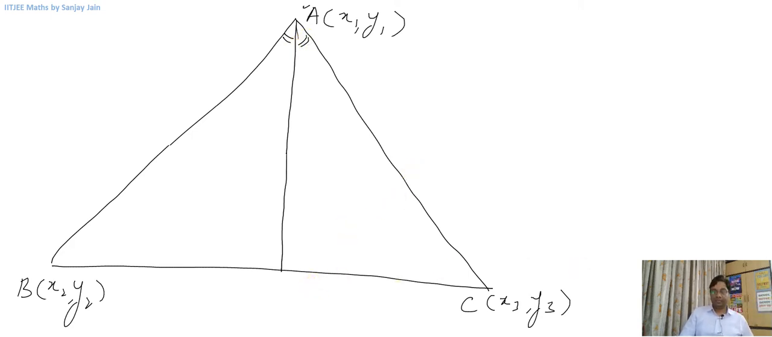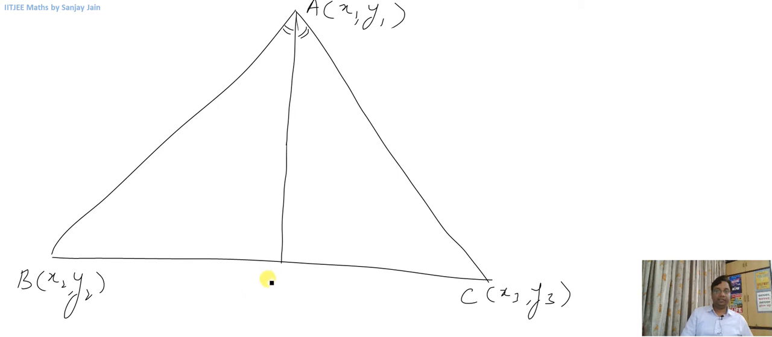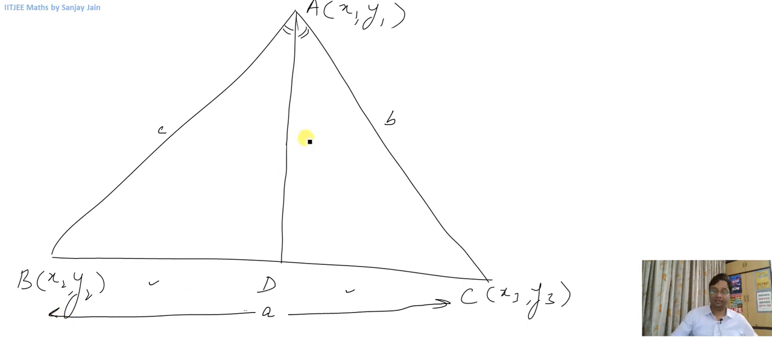Let us say this meets the opposite side BC at D. So if I ask you what will be the ratio of BD is to DC, if this length is small c, this length is small b and this length is small a, right? This is how we'll write the lengths. So what will be the ratio BD is to DC? We know that this will be in the ratio c is to b. Why? Because of the internal angular bisector theorem. So this is c is to b.